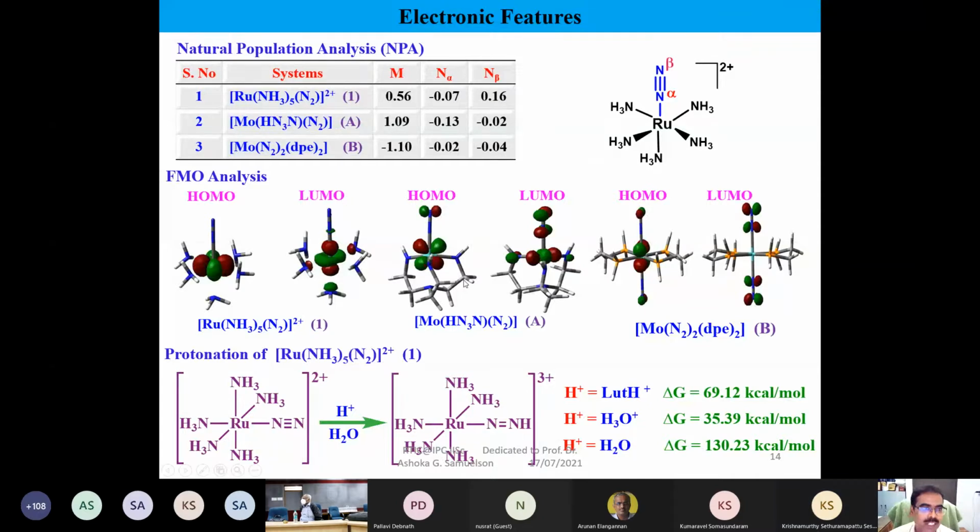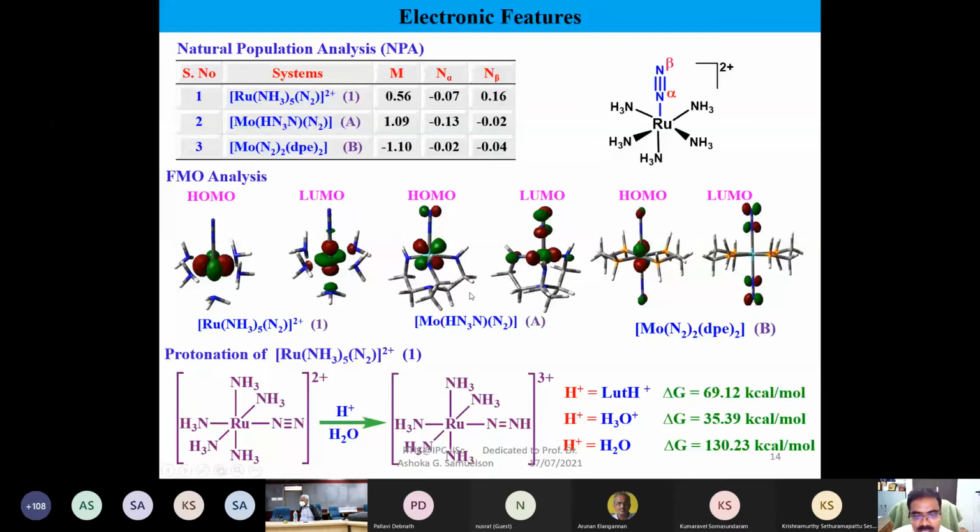We started doing some calculations. We all know the Chatt-type complex, that is, a group 6 metal ion stabilized by diphosphines with a dinitrogen-coordinated system. You can see here, I'm sorry that I could not put the chemical structure here. So here you can see the formula of that molybdenum dinitrogen diphosphine complex, and this complex is known to undergo protonation and reduction.